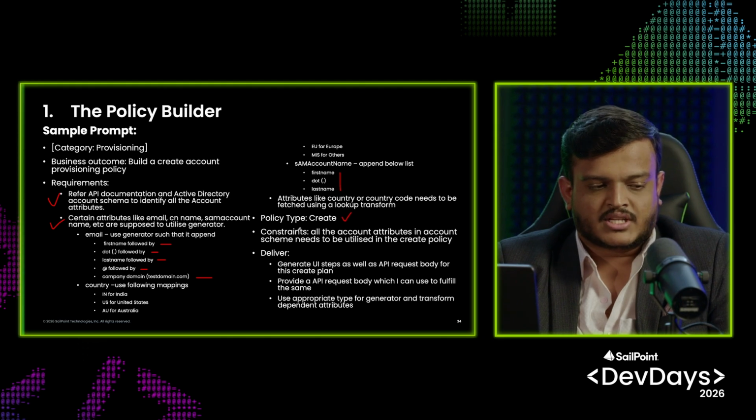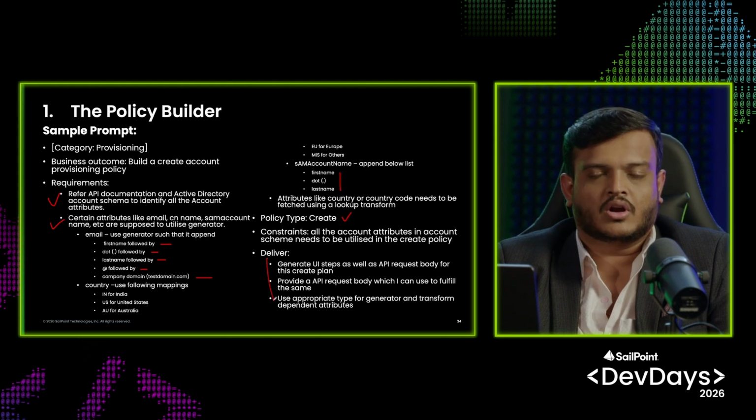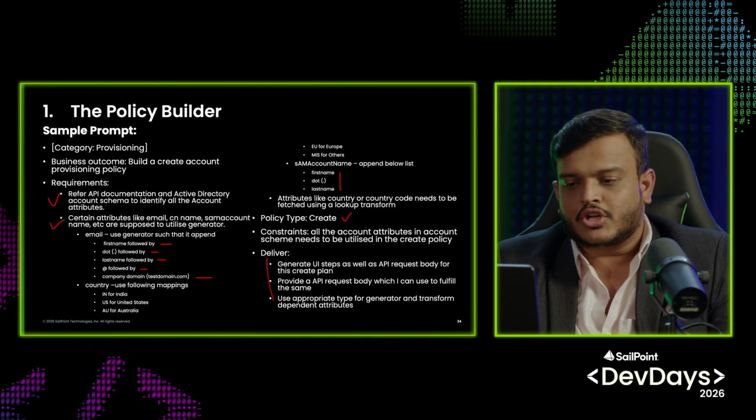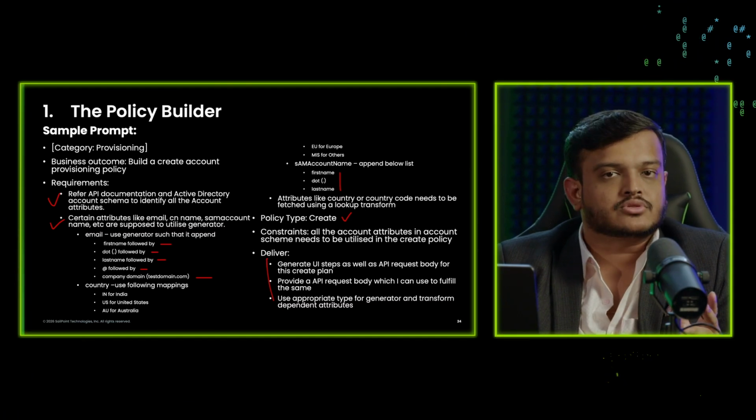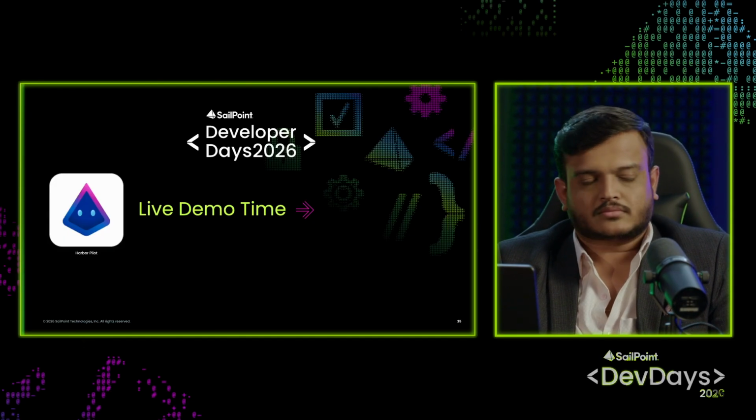What is the type of policy? What are the constraints? What I need to be delivered? Everything I'm defining, and expecting it to give me a response step by step, maybe a UI guide, using APIs. How am I supposed to deliver it? It's going to guide me. Let's go to the demo.